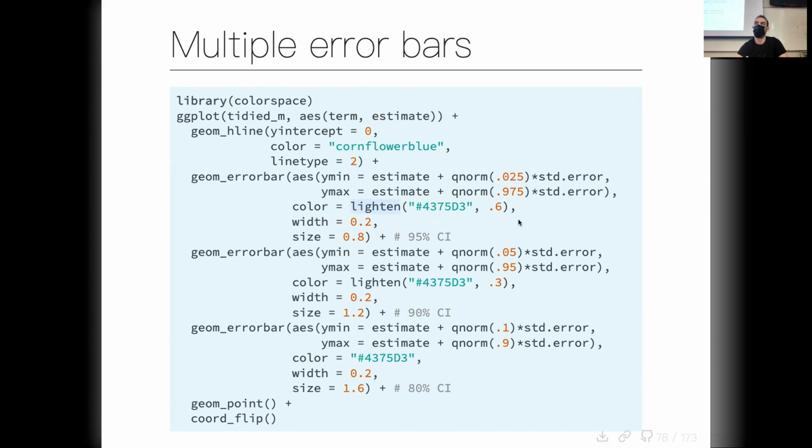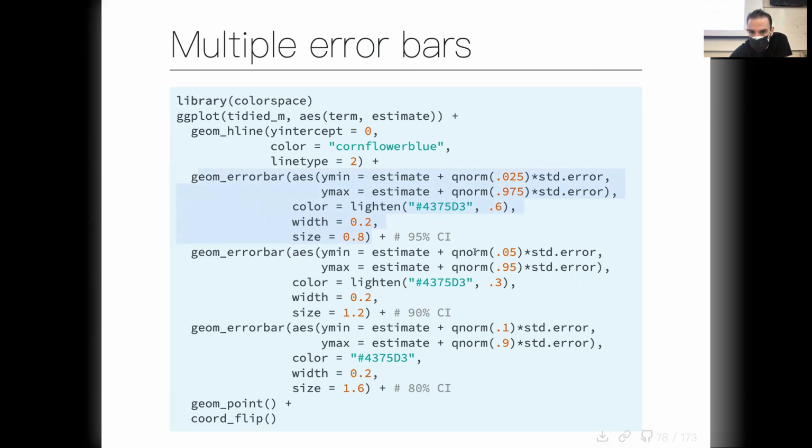So this one's going to be my widest, right? So I have this one at 0.6. I'm going to lighten this one 60%. I'm going to lighten this one 30%. And then I'm just keeping this one this color. Okay. And so here I have my 95% confidence interval.